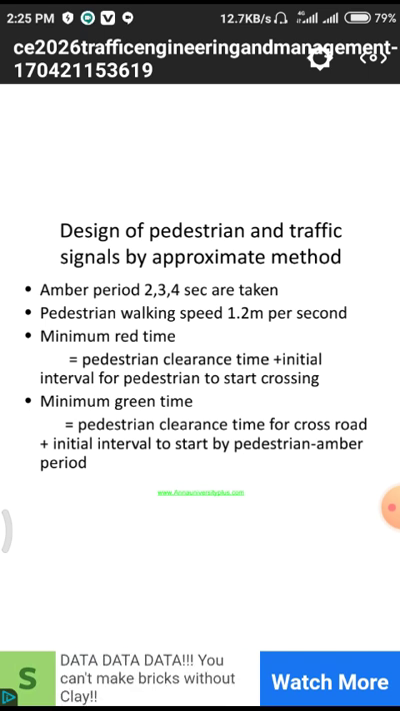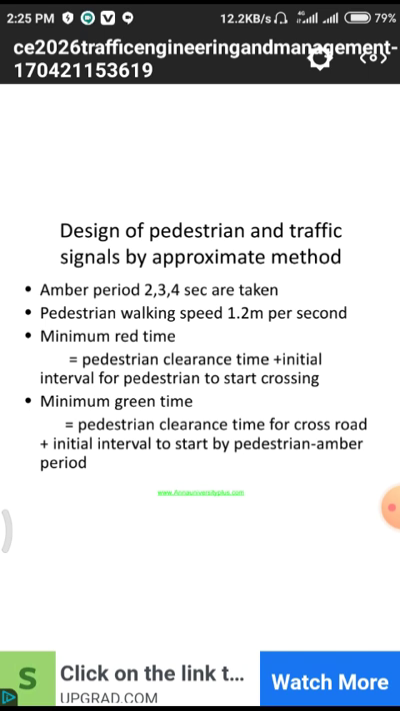Red time is normally equal to pedestrian clearance time plus initial interval, but green time equal to pedestrian clearance time plus initial interval minus amber period. In those both conditions we are having same formula, but in the green time we are having some minus value of amber time. That is the difference.